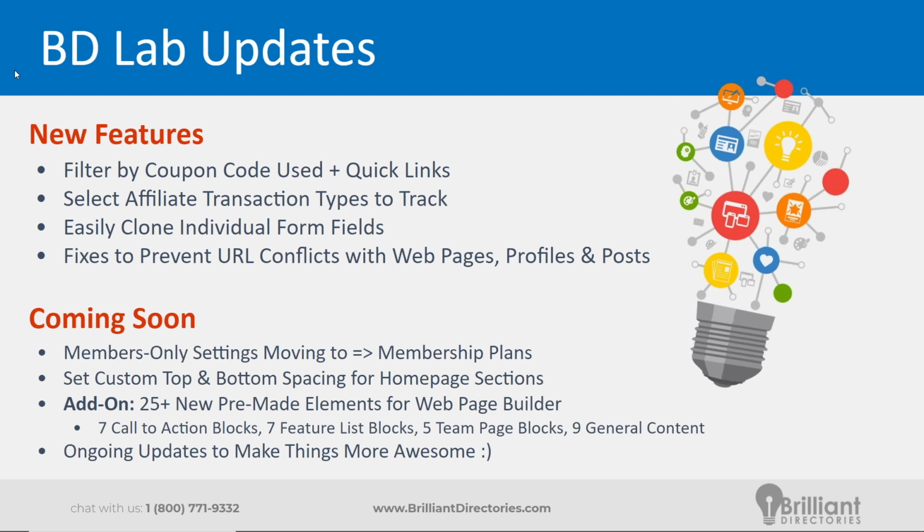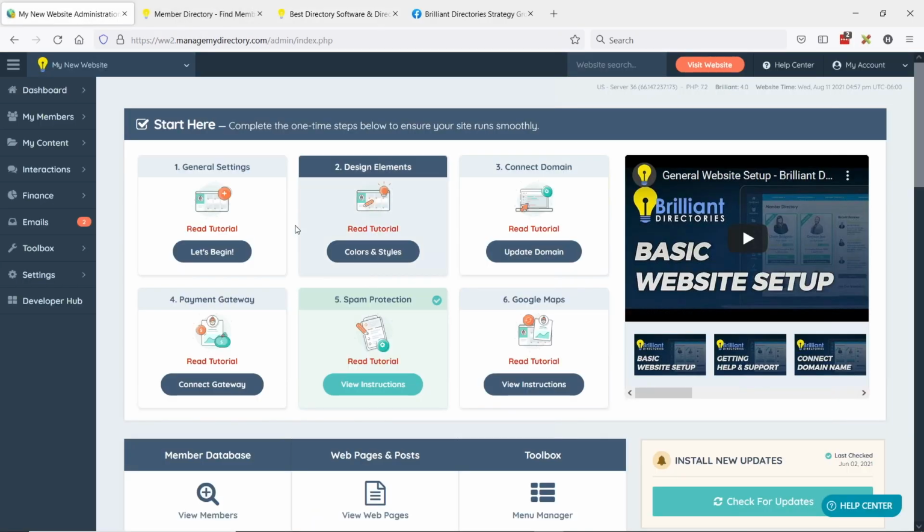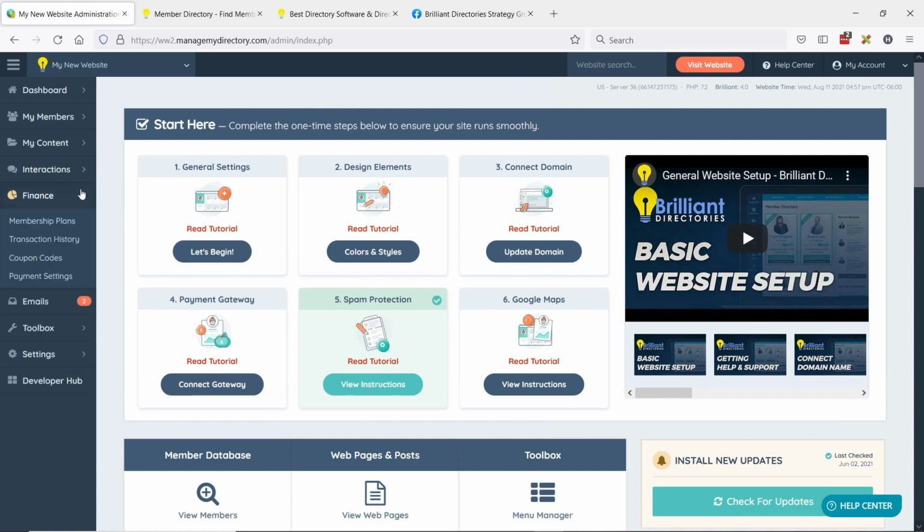So I'll start at the top there, the new features. Now you can filter by coupon code used in your transaction history section. And also there's a couple of quick links to help make things a bit easier for you. So let me show you where that is and what we're referring to. So we'll head on over to the dashboard, and this would be if you have the Easy Coupon Codes add-on. What you'll have is a coupon codes section here in your admin sidebar.